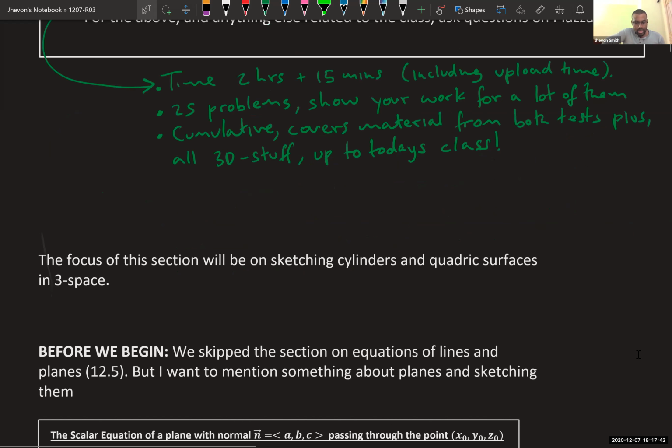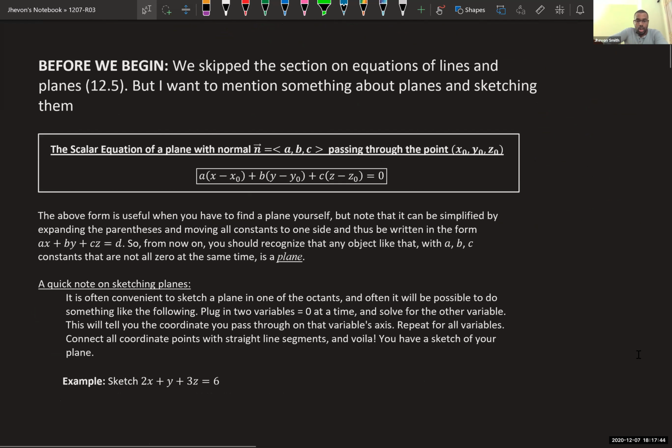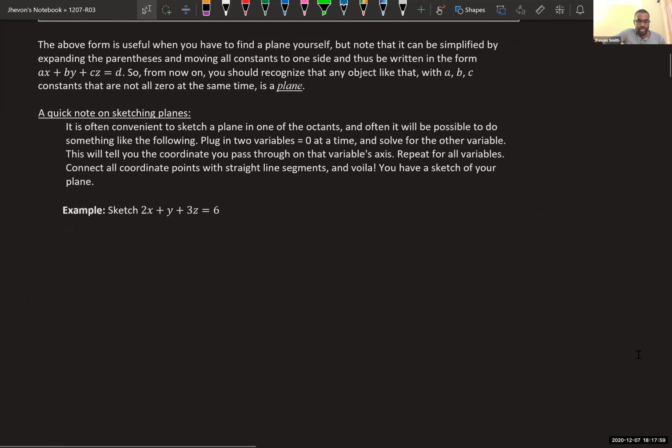That being said, we did skip the section on lines and planes, and I do want you to know how to sketch a plane. So I figured before we move on to cylinders and quadric surfaces, I will just take this part out of 12.5 and actually show you guys how to do this in passing.